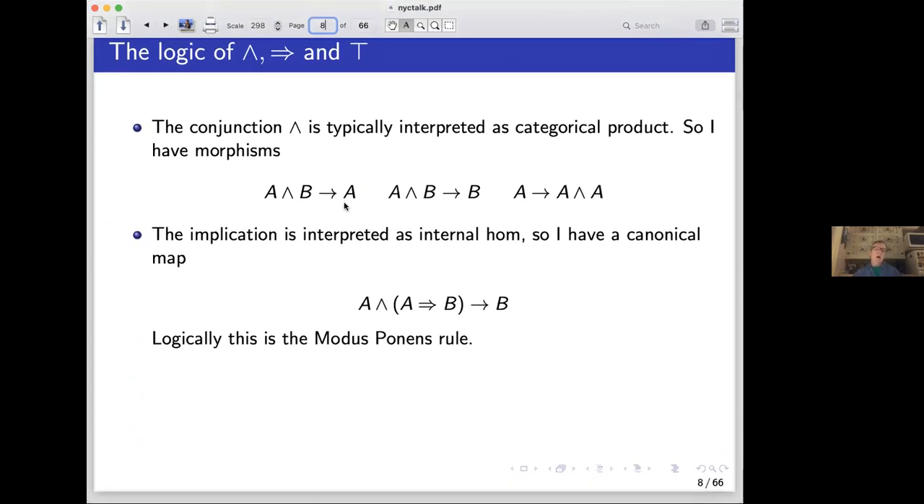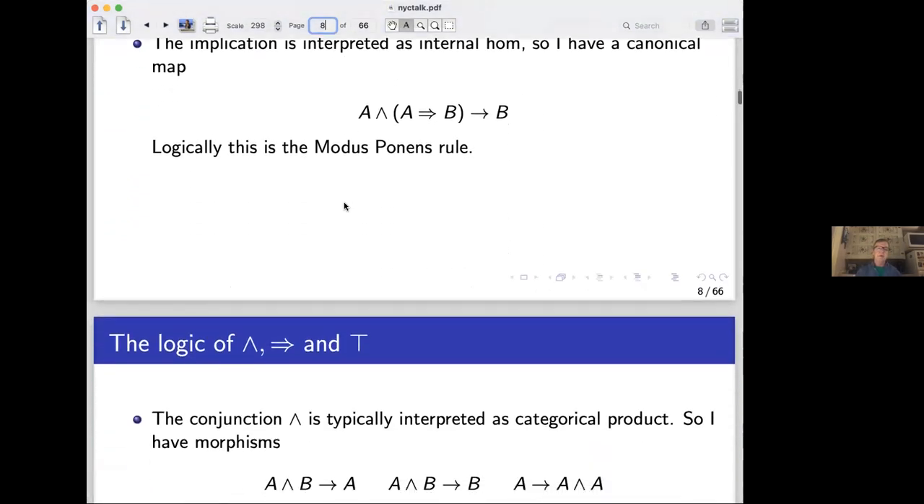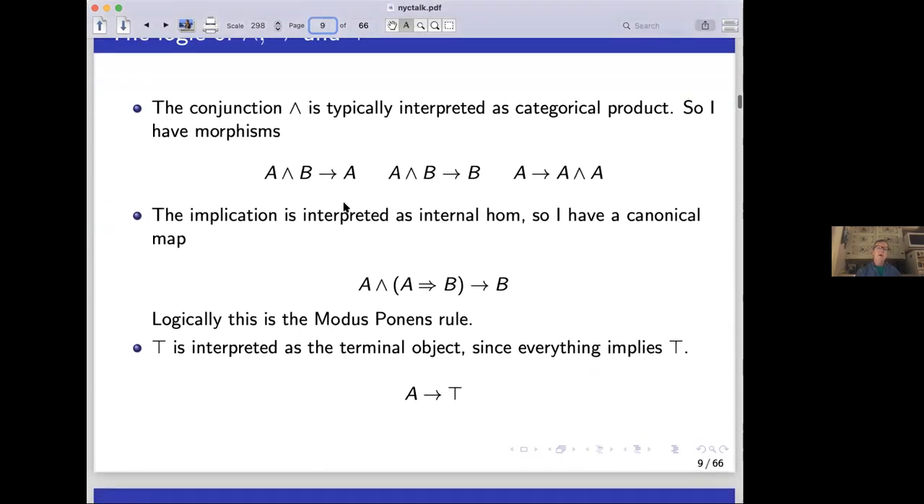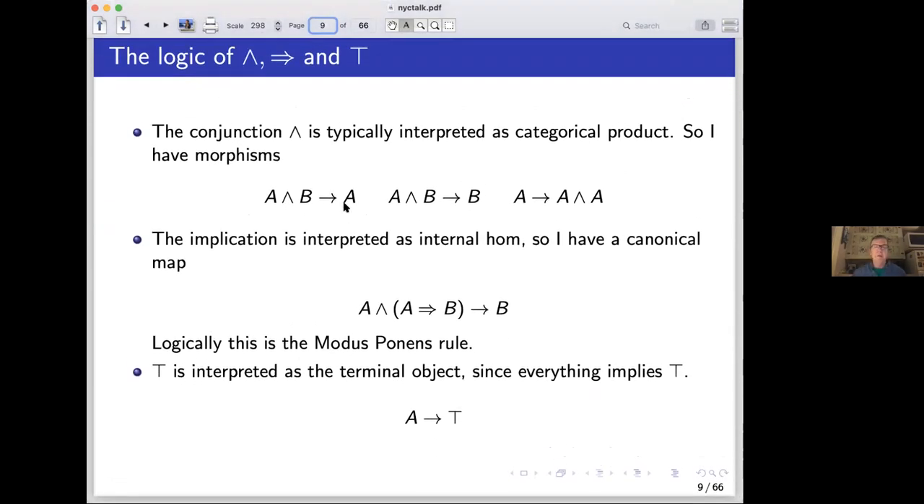Implication will be interpreted as the internal hom. And so in particular, my implication will have a co-unit. And that co-unit is a map from A and A implies B to B, which is on one hand the co-unit of the adjunction, and on the other hand the modus ponens rule from propositional logic. And T will be interpreted as the terminal object, since everything implies true.